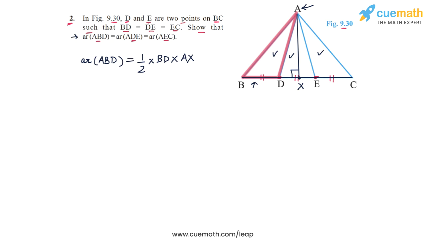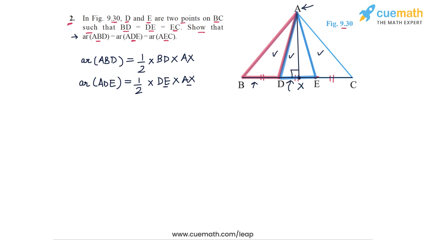Now let's think about triangle ADE. So I'm going to highlight that triangle now, ADE, this triangle. How can we write the area of this triangle using AX as the altitude? Well, the base is DE and the altitude is AX. So we can write area of triangle ADE this time is half into DE into AX. So the base is DE, the altitude is still the same, AX.